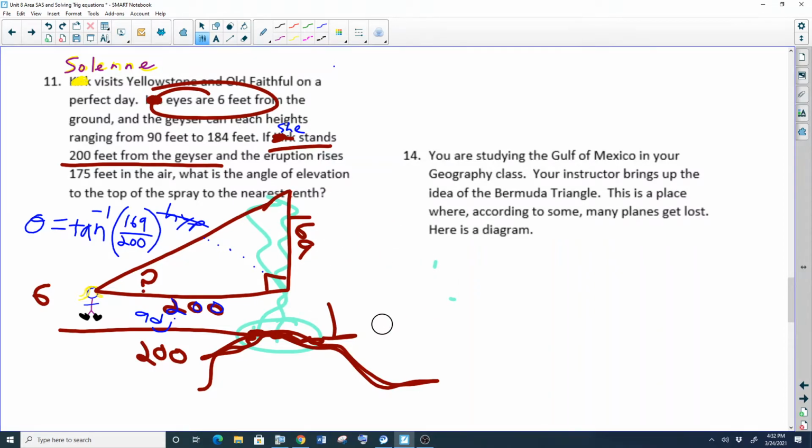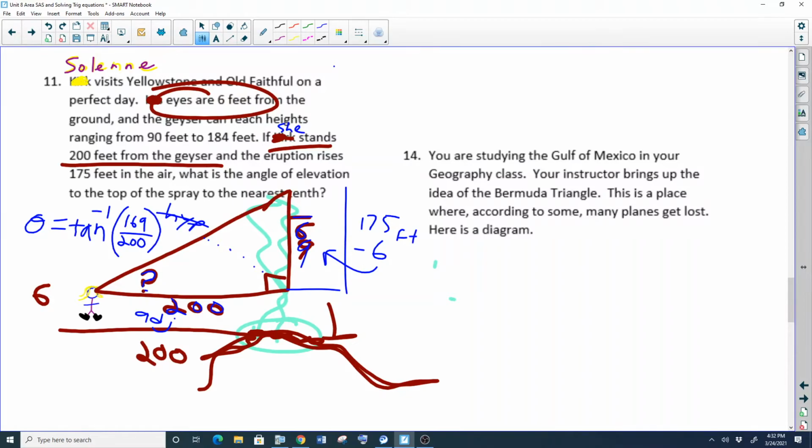There we go. So if the whole thing is 175 feet tall, but she's at 6 feet off the ground, in order to get this distance, we're going to have to minus the 6 feet, and that's going to give us the 169. That's where we got this from right here. Okay, so what is the angle of elevation to the top of the spray? And that's this question mark right here.